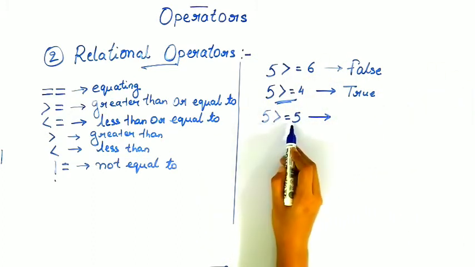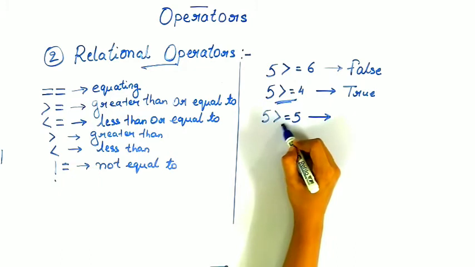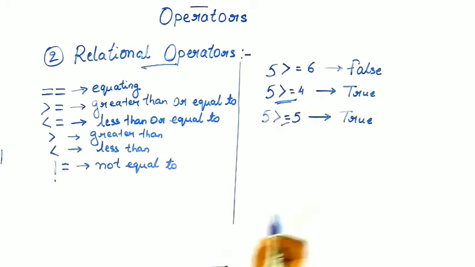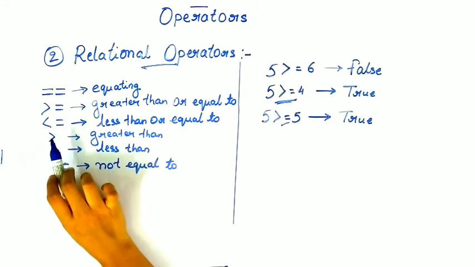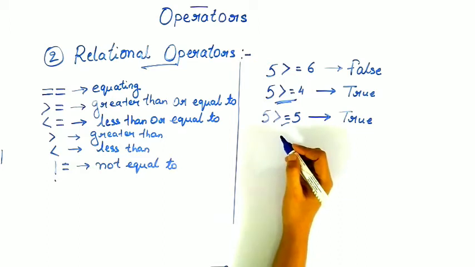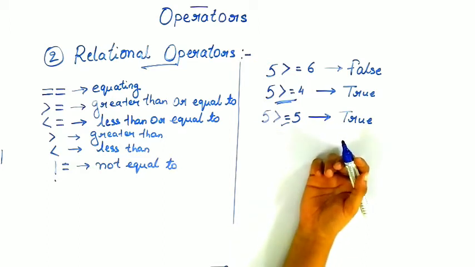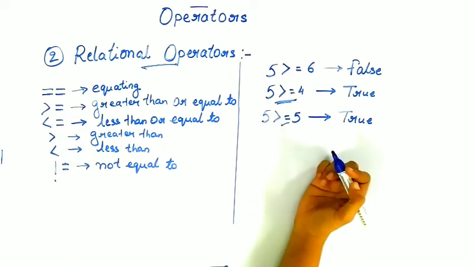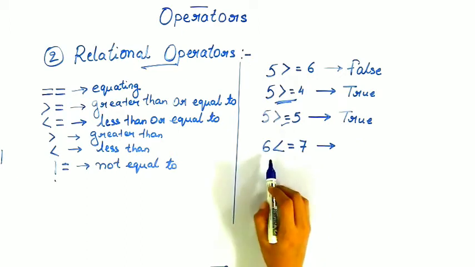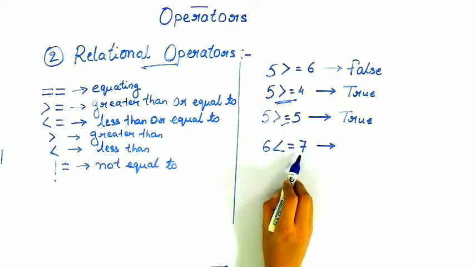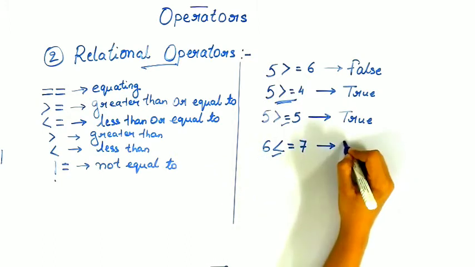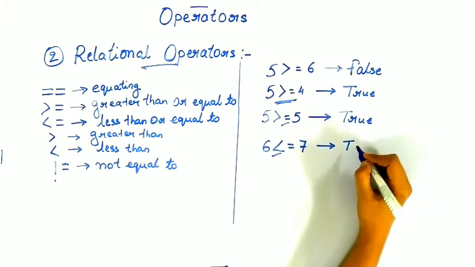Is 5 greater than or equal to 5? Yes, 5 is equal to 5. Therefore, the value will be true. Similarly, in the less than or equal to operator, two values will be compared and if either of the conditions is satisfied, then the value it will return is true, else it will return false. See, is 6 less than or equal to 7? Yes, 6 is less than 7. Therefore, the value it will return is true.